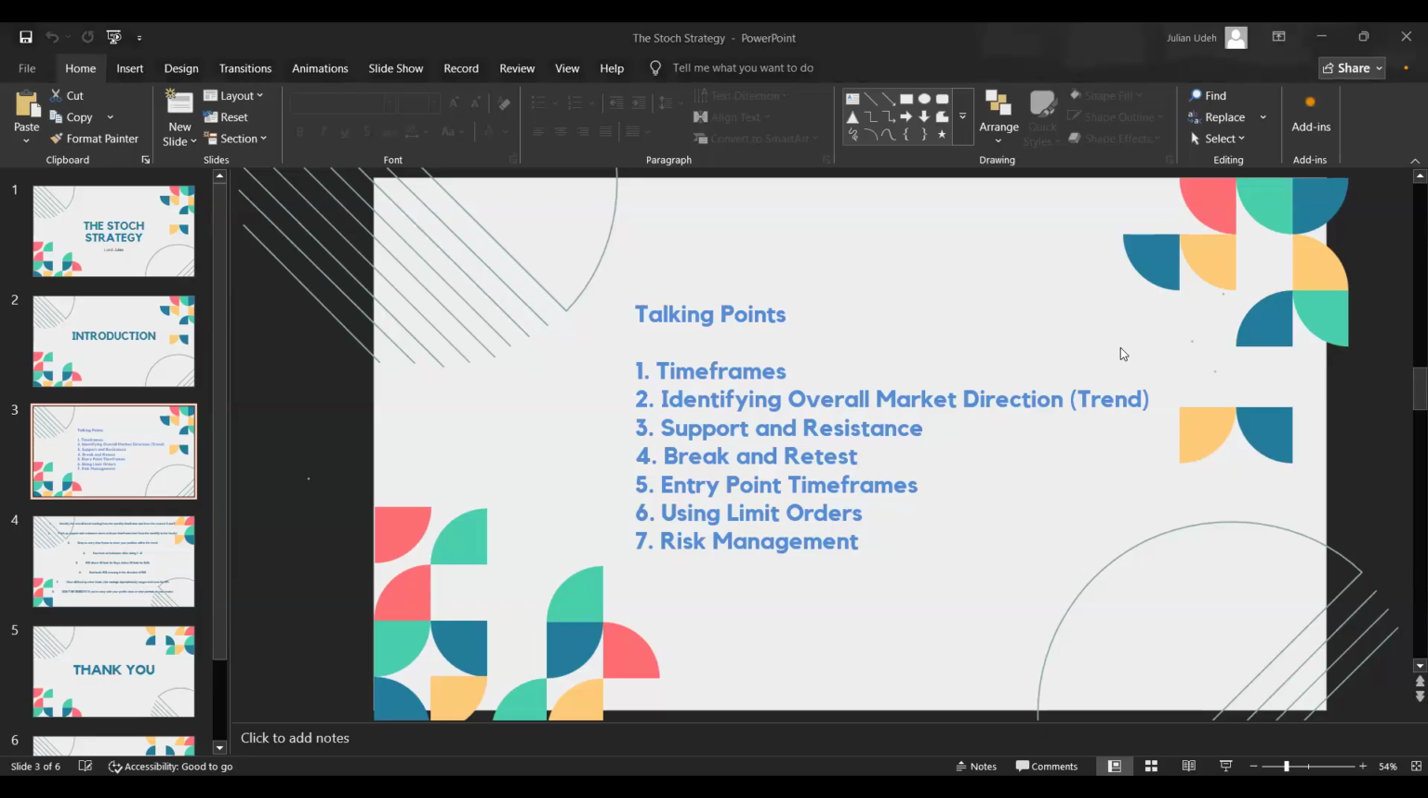Number two, you want to know how to identify the overall market direction. Where is the market going? Is the market going up or is it going down? You want to be buying when the market is what? Is going up. And you want to be selling when the market is what? Is going down. Trust me, you don't want to be selling when the market is going up.